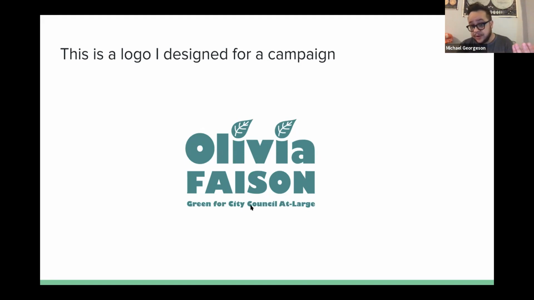And then at the bottom, you're going to want to say what this person is running for. There are times where you might reproduce this without the phrase Green for City Council at large, like if it's listed somewhere else on the same document. But in general, this whole thing is the logo.